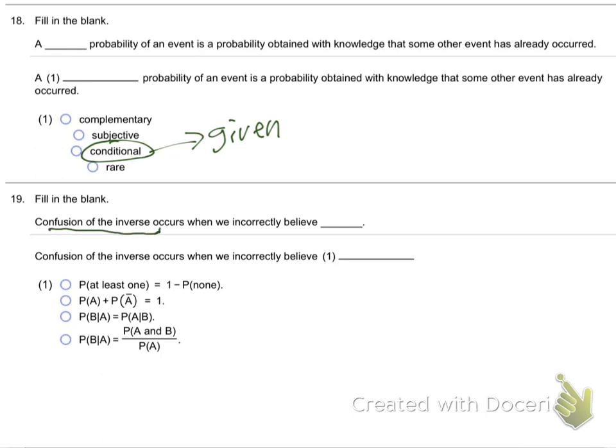And number 19, fill in the blank. Confusion of the inverse. Oh, I didn't use that word. Let me tell you that. Confusion of the inverse. That's what I'm going to bring next week. I'm excited about next week. I've been preparing for it for a long time. I want to show you the medical example. That is confusion of the inverse. That's what it's formally called, that 95% of doctors confuse.